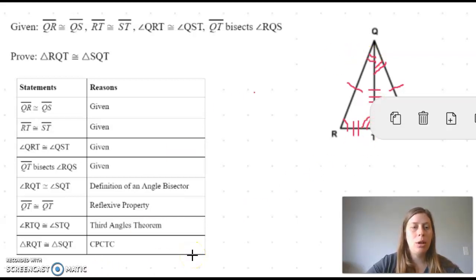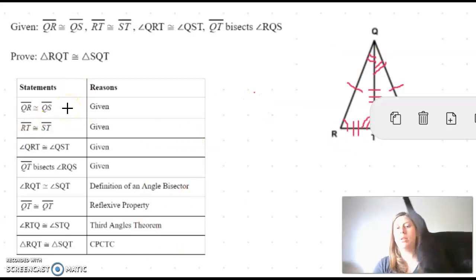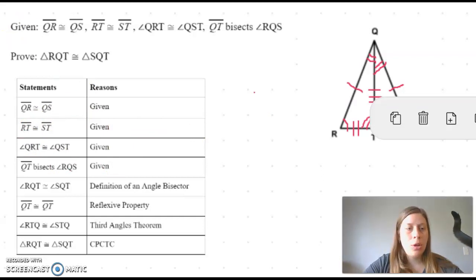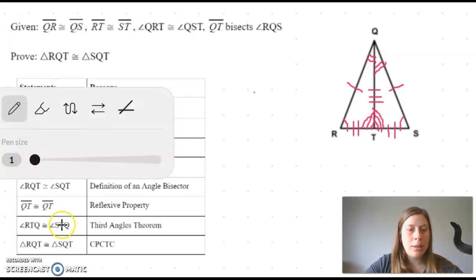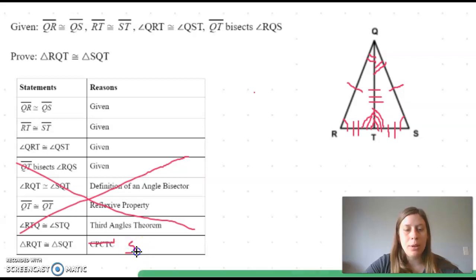So for this one, we could have actually stopped with the first 3 givens because we did have side, angle, side. So you wouldn't have needed to write this. It would have been a lot shorter of a proof. You wouldn't have needed that. And instead of CPCTC, you would have written side, angle, side.